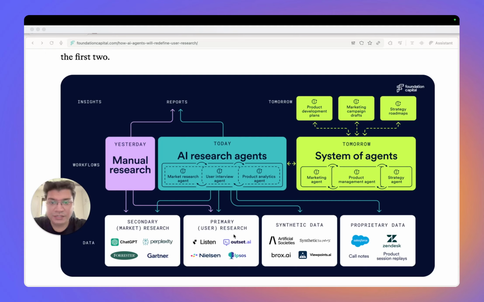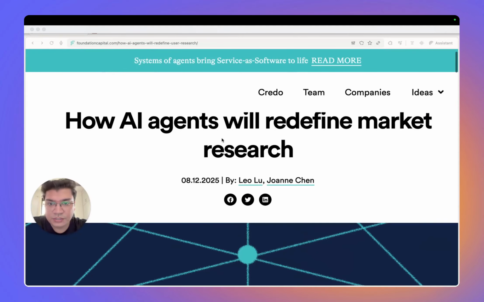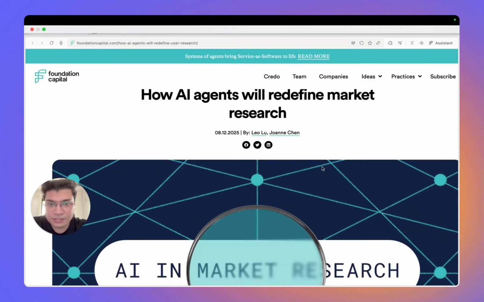So today it is all about AI research agents, and over a period of time, it will be a system of agents. This is the future, where they're saying that we will have a marketing agent, product management agent, and strategy agent, and these will tap into their own current forms, right? Which I would really like to see: marketing campaign drafts, strategy roadmaps, product development plans. All of these can be developed because of the system of agents. So this is a very good report. You can go deeper into it and read it. I will share the link with you.